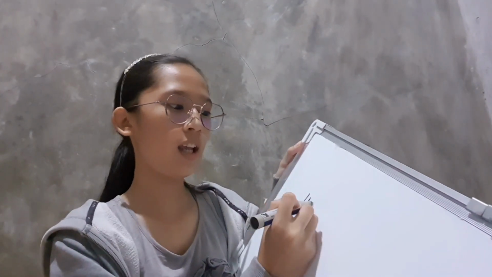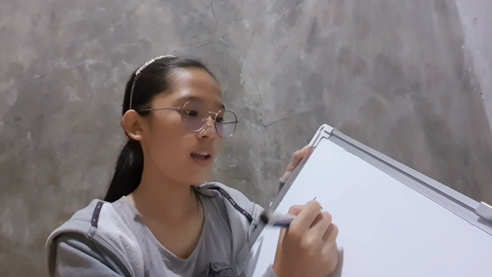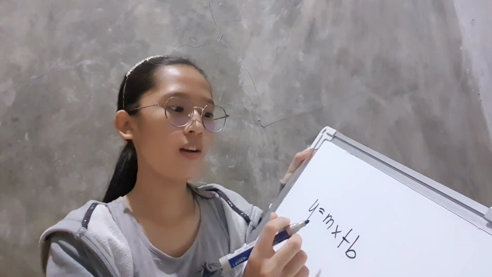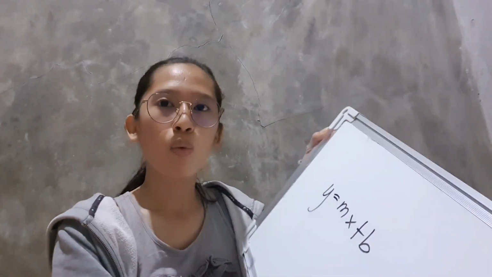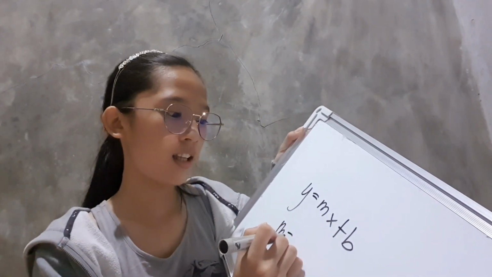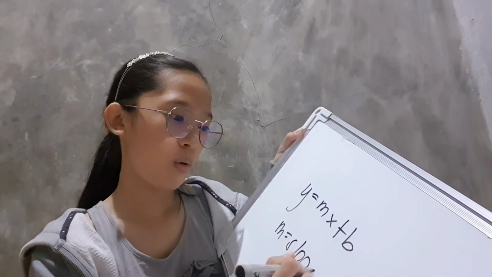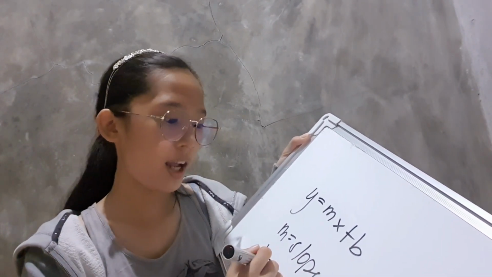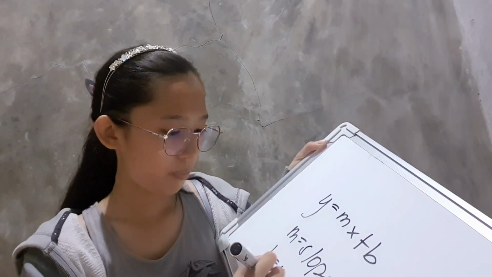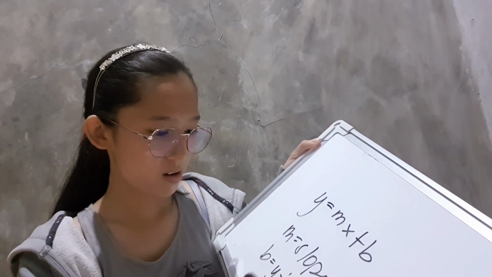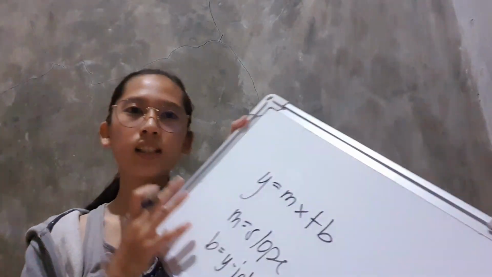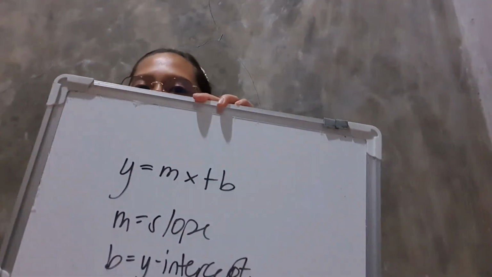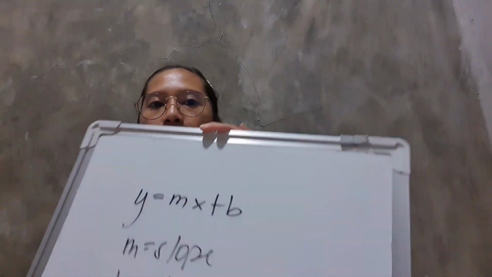So the equation of a straight line is y equals mx plus b, m times x plus b, where m is the slope, while b is the y-intercept. We'll use the statistical formulas to find these values.